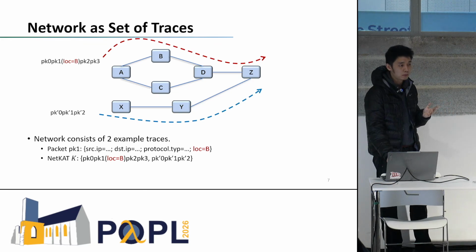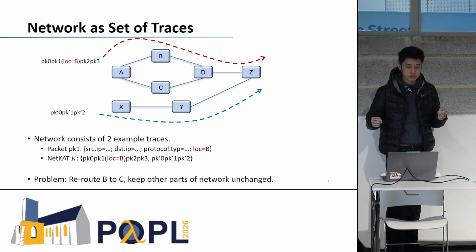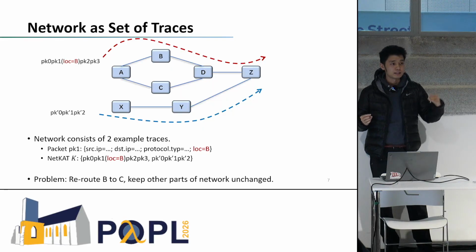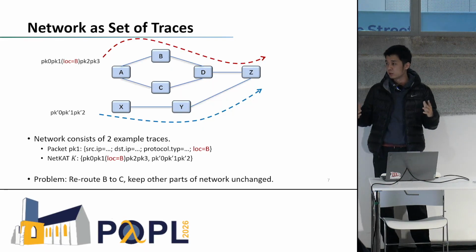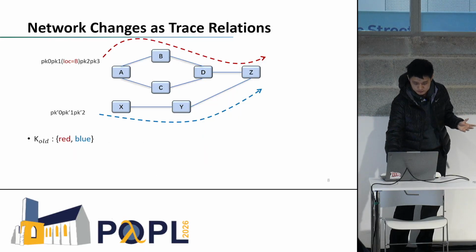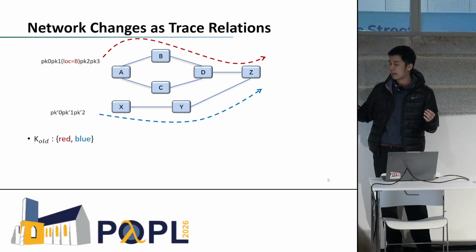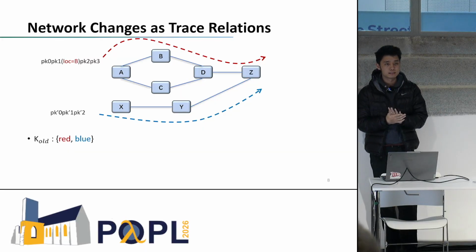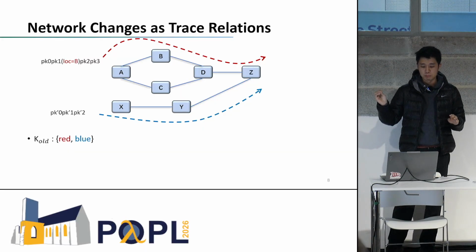Next, we can come to our problem. We are going to make the rerouting from the device B to device C. How are we going to do this? How are we going to describe this? So next, we are going to formalize the network changes. So let's restate the problem.